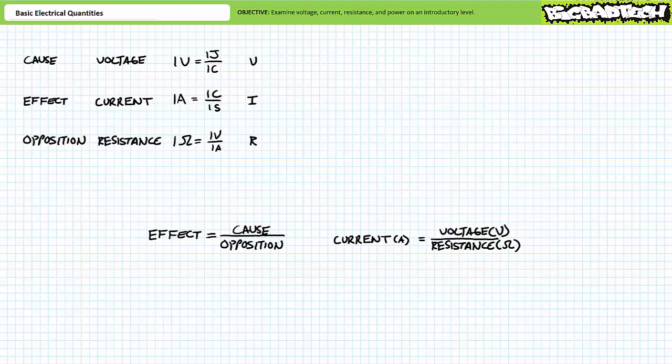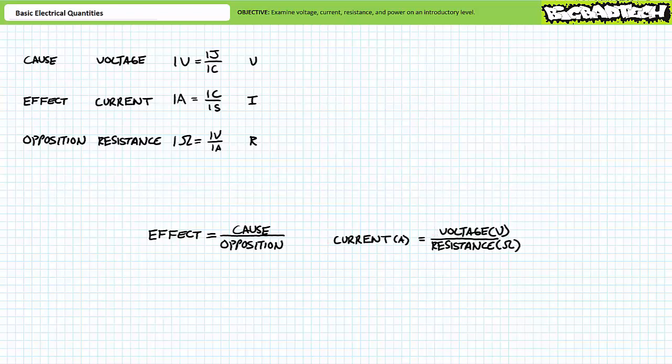Looking closely at this relationship in either form, we can make the following statements. If opposition was held constant and cause increased, effects should also increase. Stated another way, same resistance, more voltage yields more current. Conversely, if opposition was held constant and cause decreased, effects should also decrease. Stated another way, same resistance, less voltage yields less current.